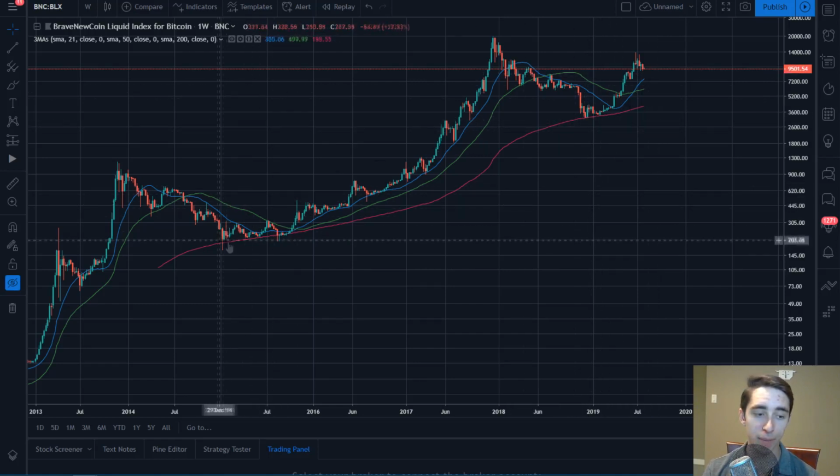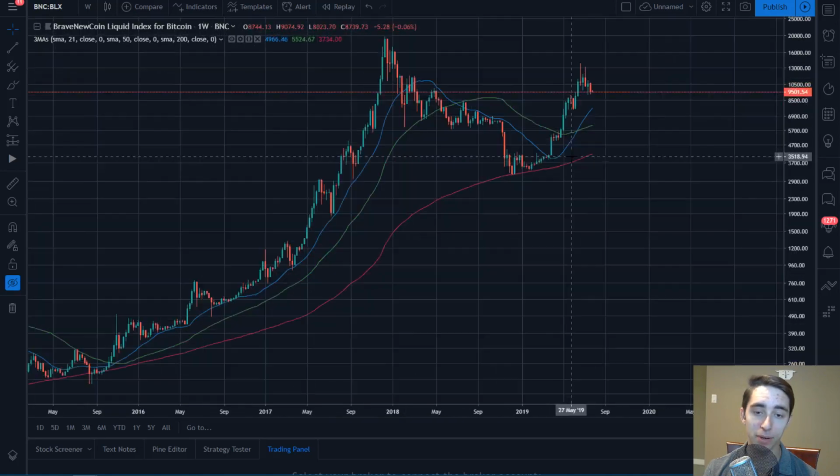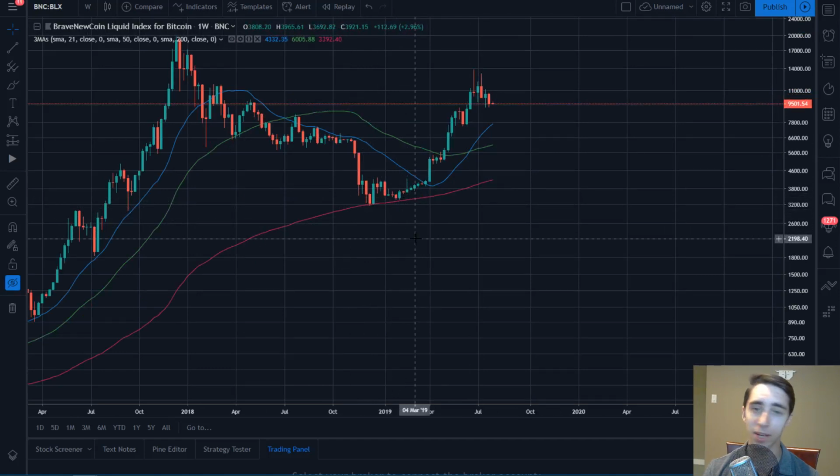That's exactly what happened here with the 200 week. Look at that: two tests on the 200 week before the market exited. Look what happened here: two tests on the 200 week. It's a simple indicator. It's not some crazy Wall Street insider indicator.